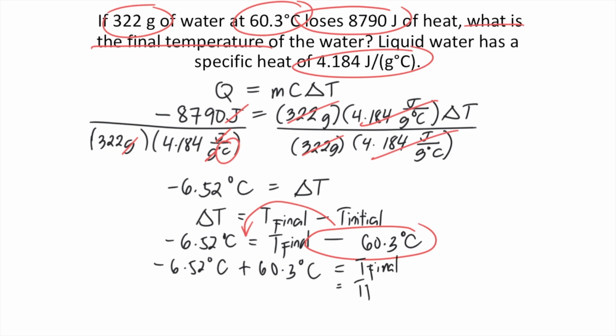And if you solve this using your calculator, negative 6.52 plus 60.3, the answer is 53.78 degrees Celsius. And this is the answer to the question.